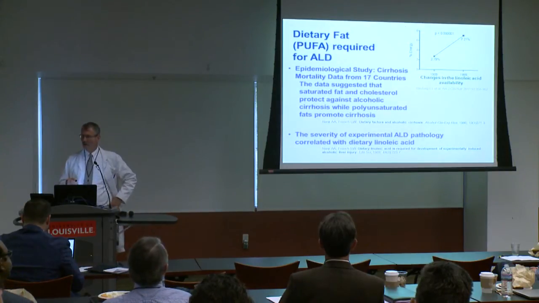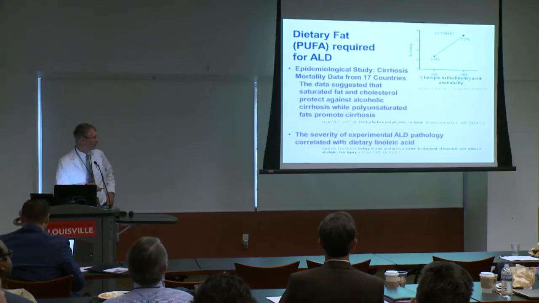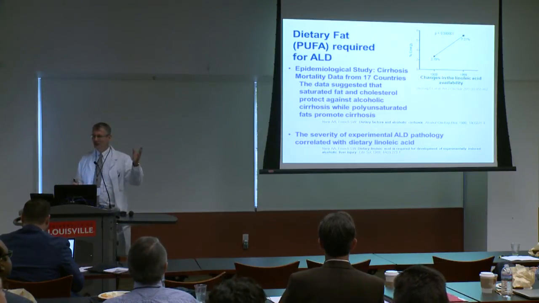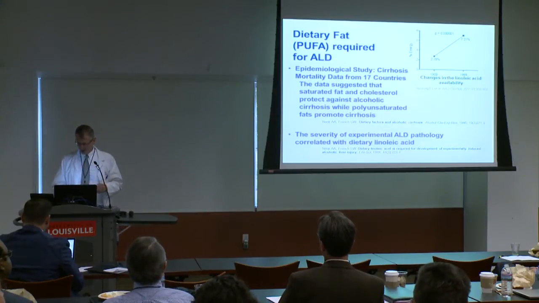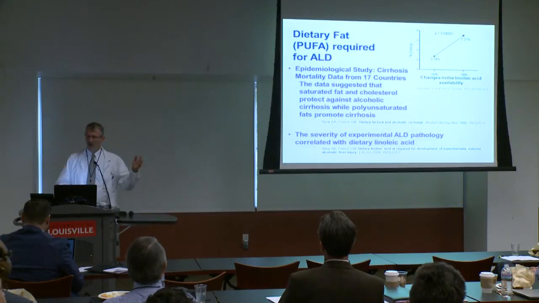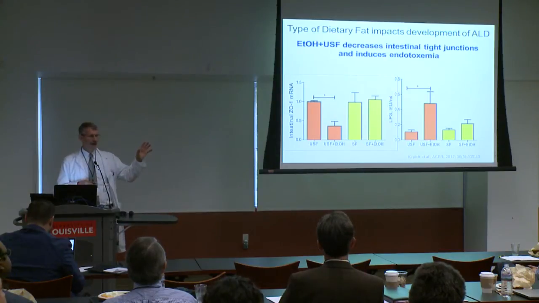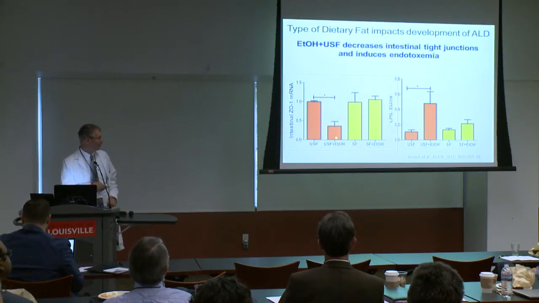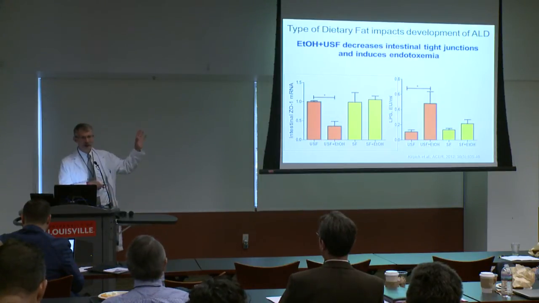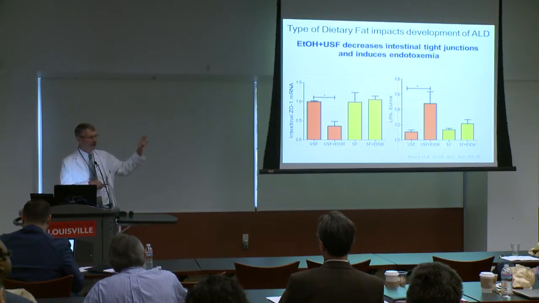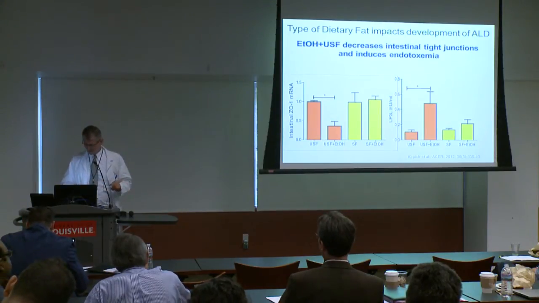And there's been historical data suggesting that dietary fat plays a role. So there are both human studies and older studies from Nanji suggesting that unsaturated fat, and especially n-6 fatty acids, are required for the development of alcohol-induced liver injury. So Irina fed animals an alcohol diet either high in unsaturated or saturated fat. And the unsaturated is in the orange here, and you can see unsaturated plus alcohol causes a decrease in all of the tight junctions that we measured. So it impairs tight junction function, and you get endotoxemia. You don't get that when they're fed a saturated fat diet.